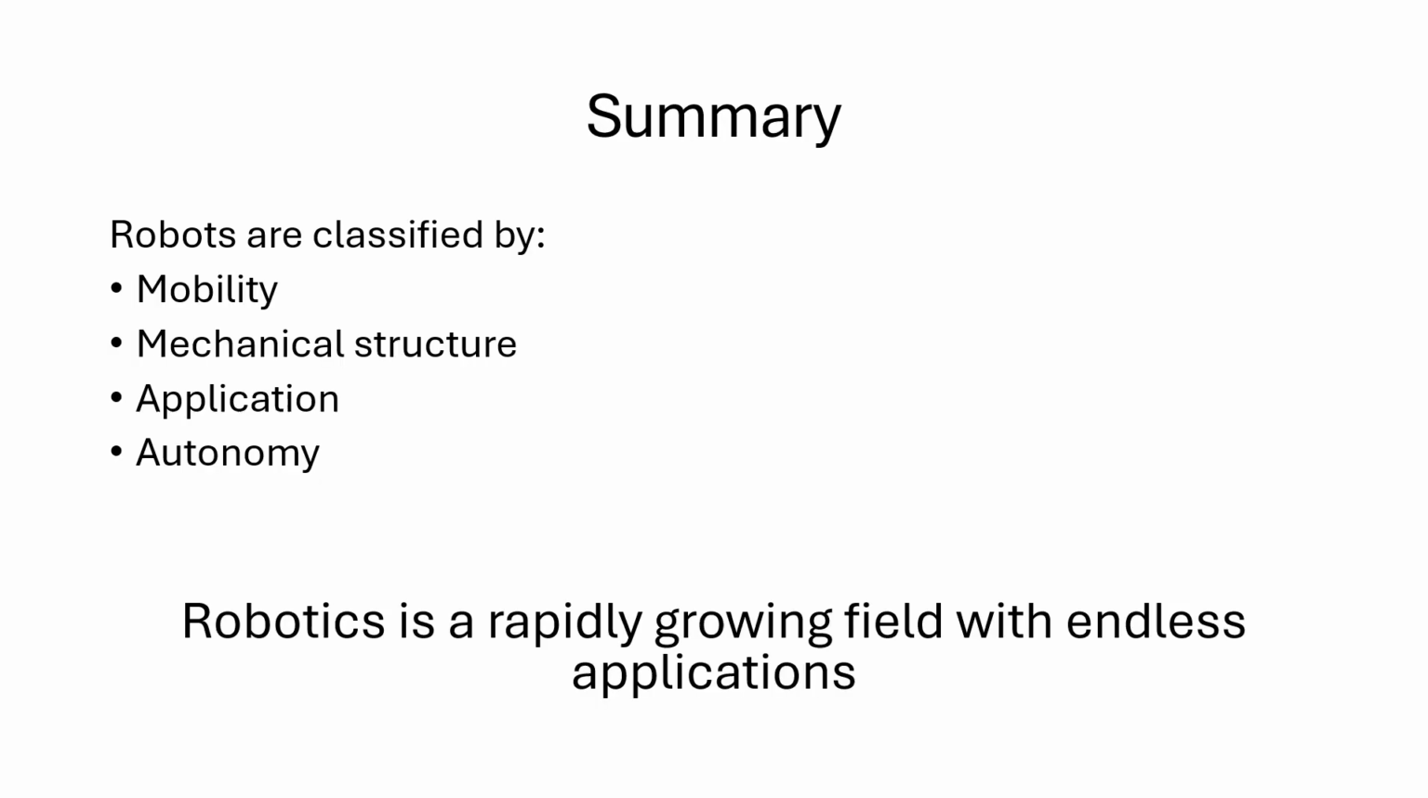Okay, in summary, a robot is a programmable machine capable of sensing, thinking, and acting. Robots can be classified in many ways, like mobility, mechanical structure, application, or autonomy. Robotics is a very vast field, and understanding these basics is a foundation for everything we'll explore in this series.